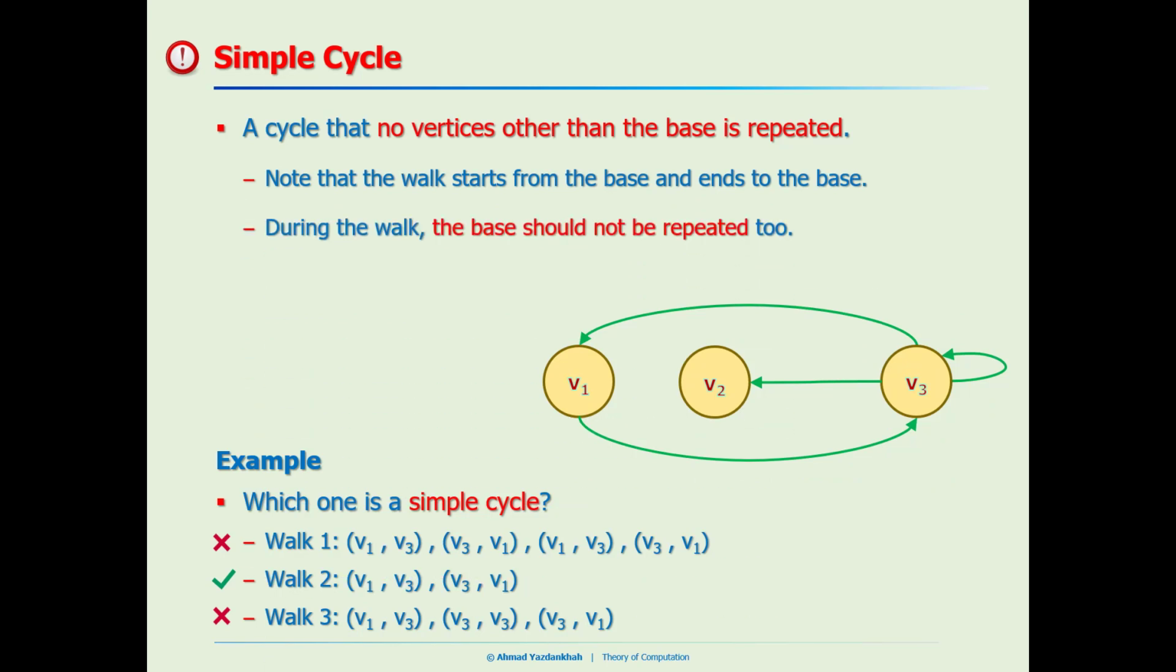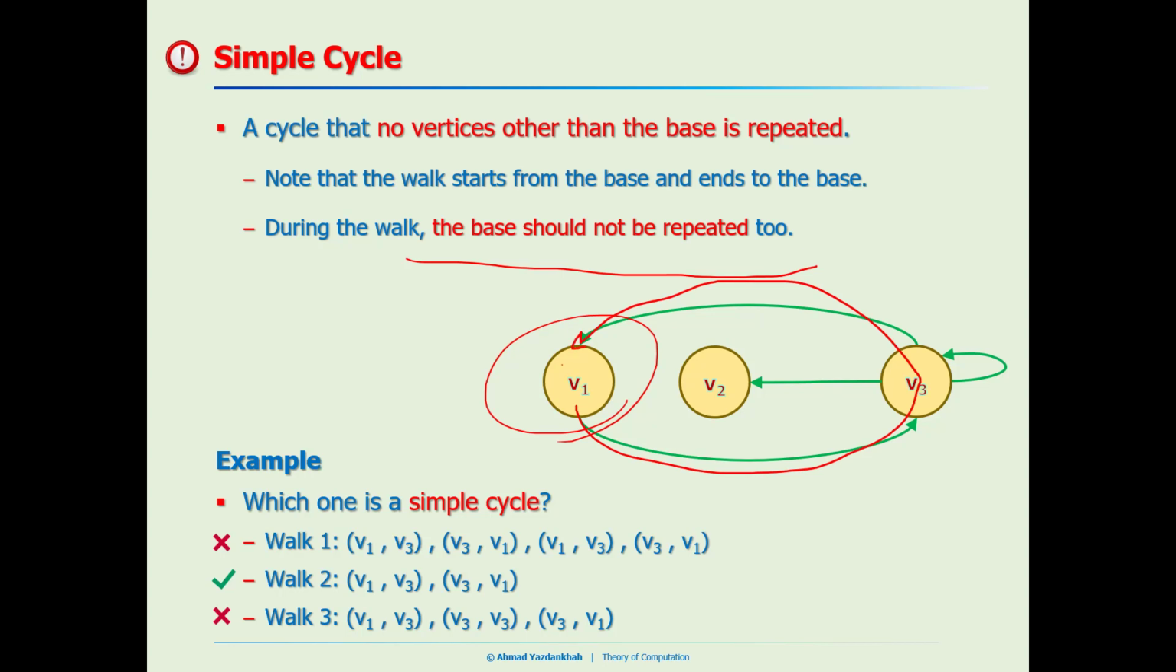One point I mentioned here: even the base should not be repeated more than twice. That's an important thing. So if, for example, it goes from here to here and here to here, and then we have a loop here and we traverse this loop, then it is not a simple cycle, right? That's what we had for the terminology of the graph.